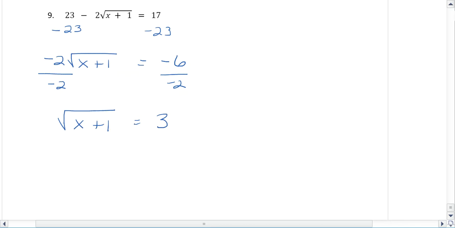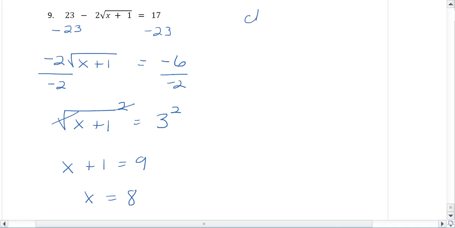Now the radical is isolated. I'm ready to square both sides. Square this side, square that side. This radical and this square cancel or undo each other. So I'm left with x plus 1 equals 9. Subtract a 1 from both sides, and I get x equals 8.